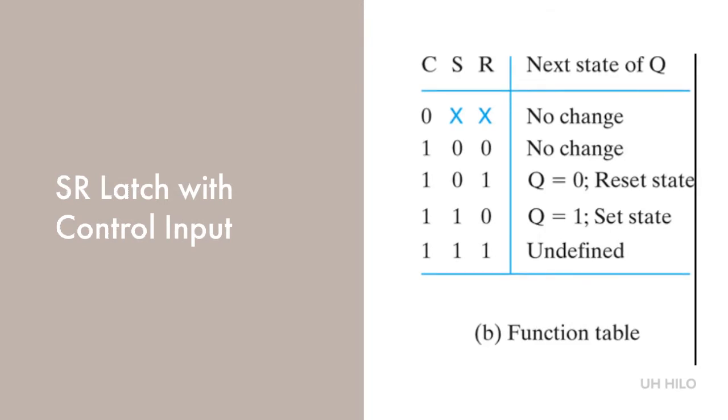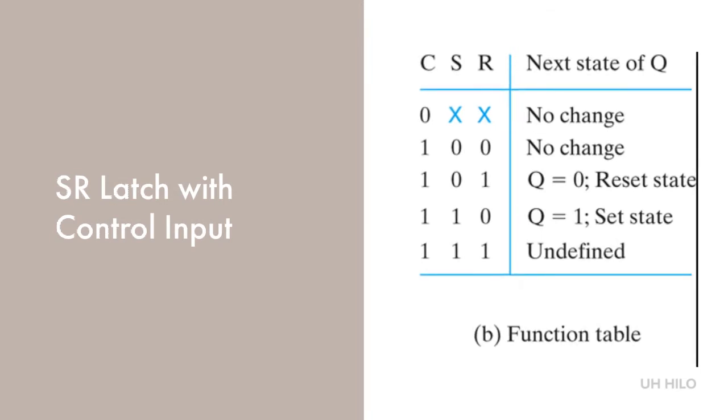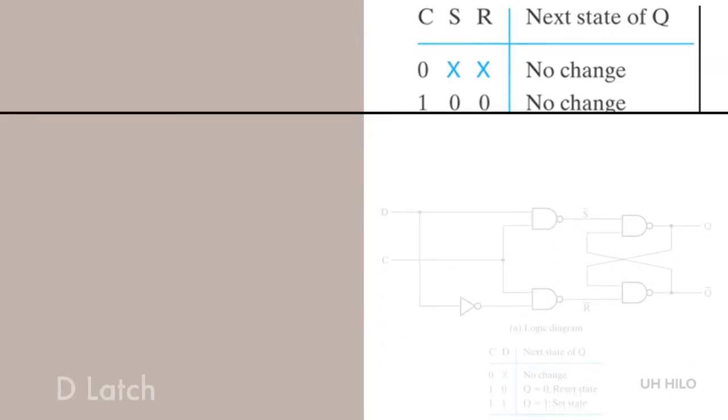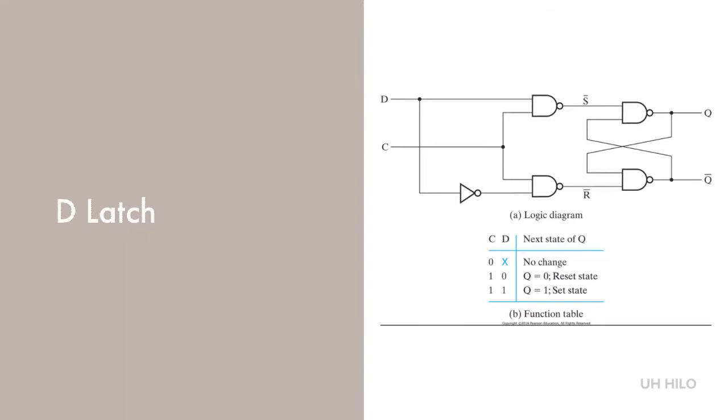When C is 1, S is 0, and R is 1, we are in the reset state. When C is equal to 1, S is equal to 1, and R is equal to 0, we're in the set state. Like the NOR version, we need to be careful when all inputs are 1. The SR latch with control inputs is an important circuit because other latches and flip-flops are constructed from it. There is one drawback to the SR latch. That is, the next state value can't be predicted when both inputs S and R are 1.